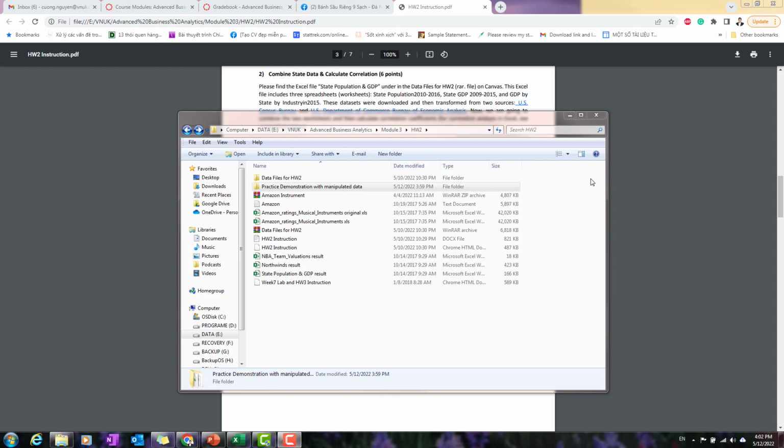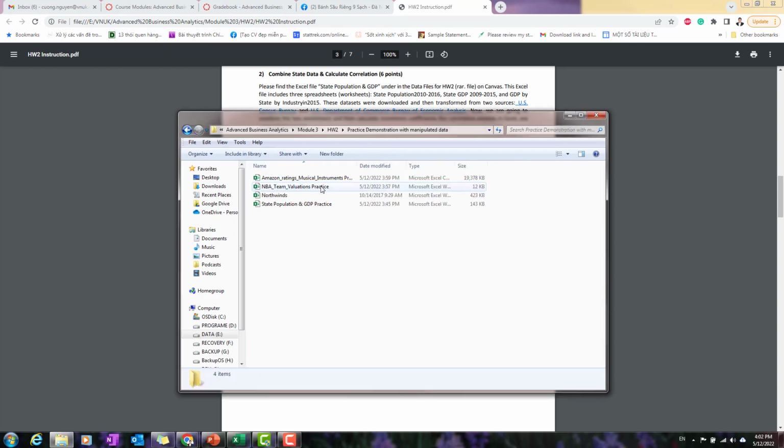But anyway, remember that in this demonstration I already manipulated the data, so some of the data has been deleted, to make sure that the result will not match what you will see. So in case you see the data and the result over here, it's not the answer.